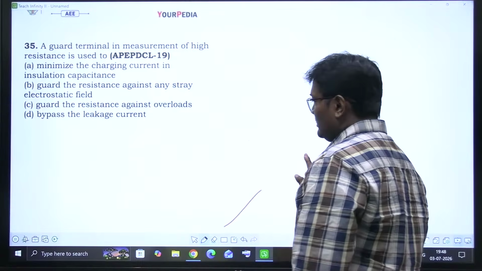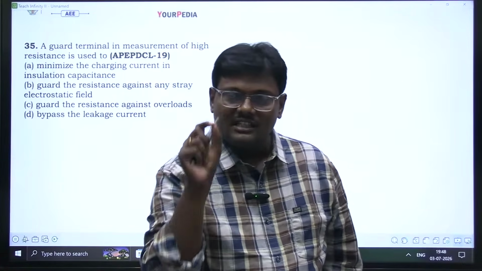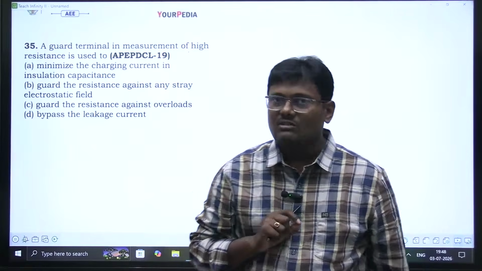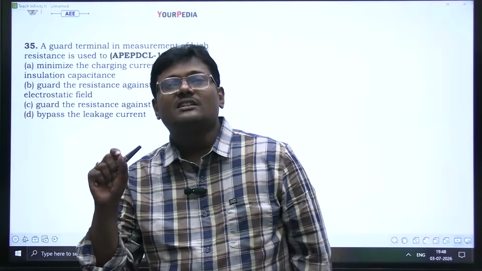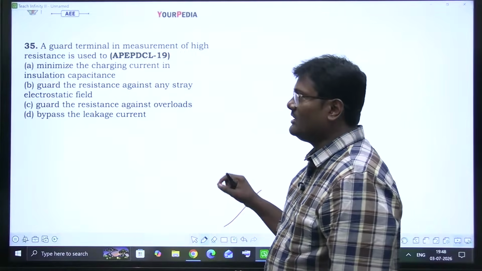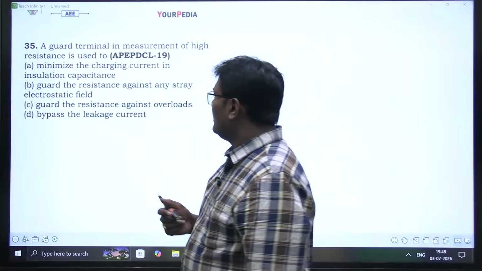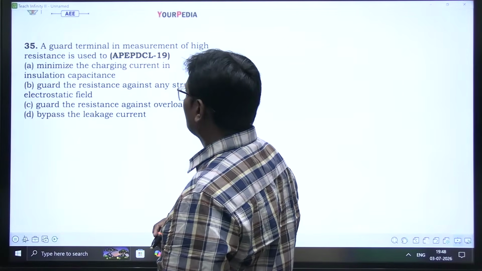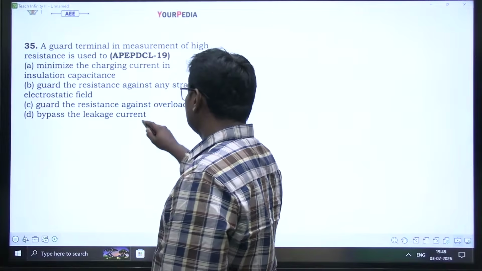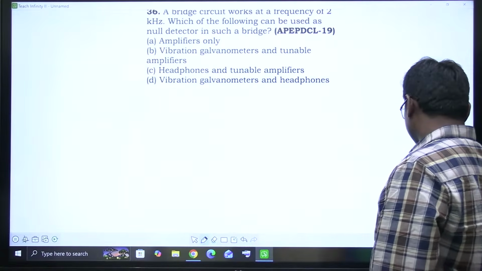See, when we are calculating the quality factor, both L and C elements are there, and only then can we calculate the quality factor. For a quality factor less than 10, Maxwell's inductance-capacitance bridge is used. Where the quality factor is greater than 10, we use a Hay's bridge. The guard is used to bypass the leakage current, to avoid the leakage current.